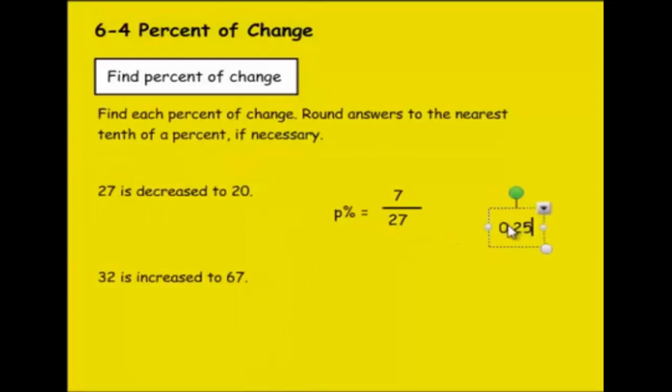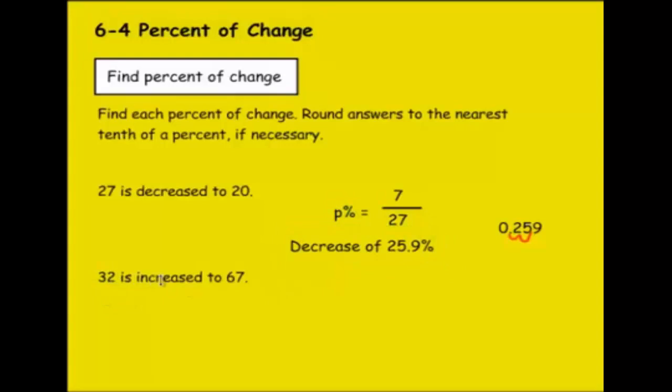So 0.259. Remember, this is in decimal form. This is not percents yet. So we need to turn this into a percent by moving that decimal over twice. So the percent change would be 25.9%. So here we would say it's a decrease of 25.9%.